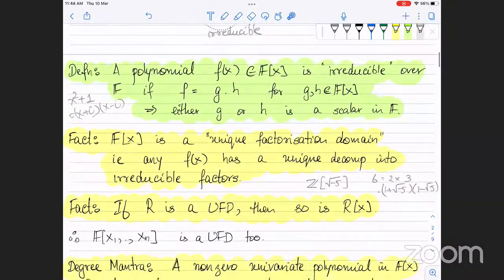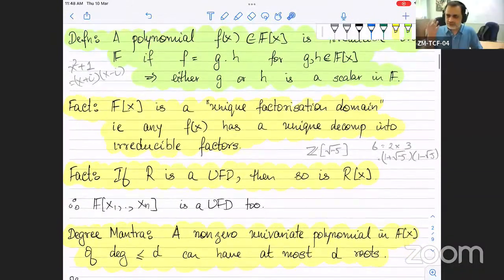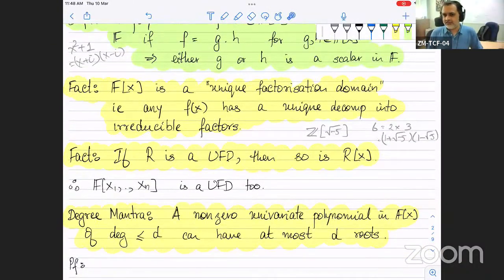Okay, and something that will end up getting used almost everywhere is this thing called the degree mantra. It's like the pigeonhole principle or something. It's a completely trivial statement to make, but it's remarkable how many cool things you can prove with something as basic as this. It just says the following: a non-zero univariate polynomial whose degree is at most d can have at most d roots.